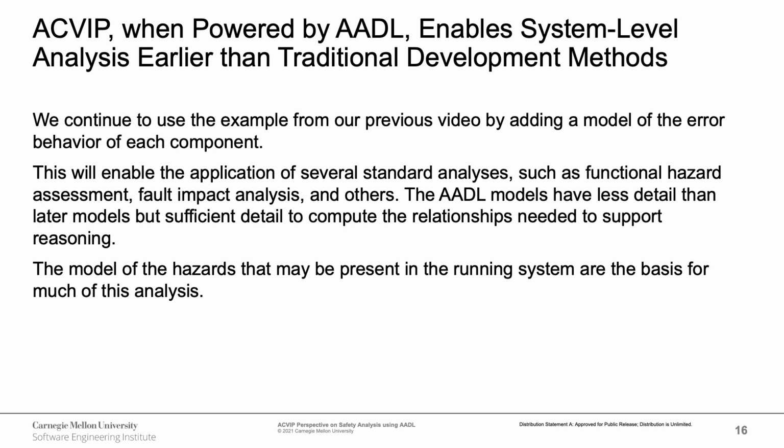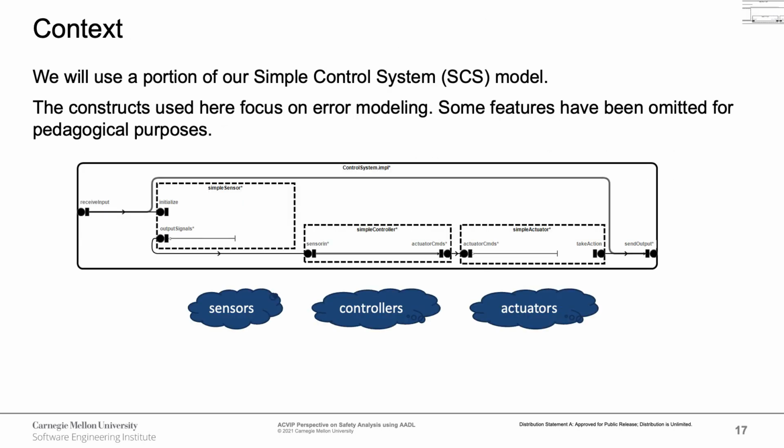The model of the hazards that may be present in the running system are the basis for much of this analysis. Our simple control system model right now has only 3 components: sensor, controller, and actuator, with assigned nominal behavior. The constructs used here will focus on error modeling. Some features have been omitted for pedagogical purposes.